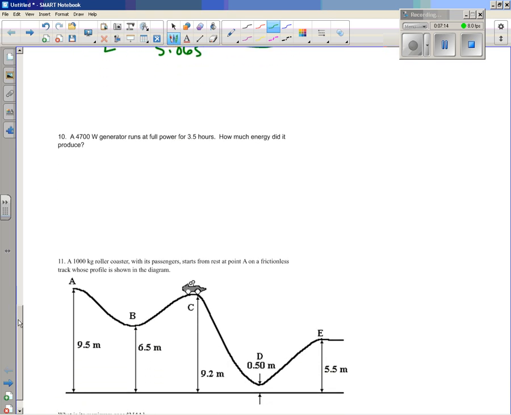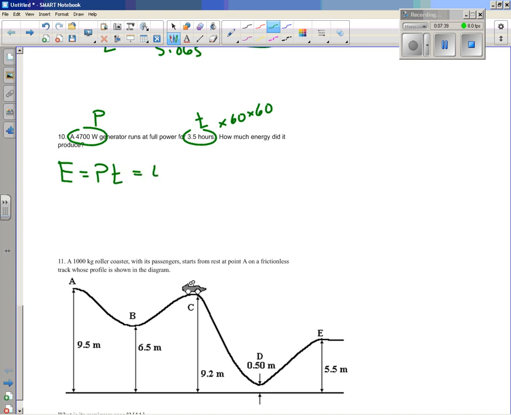Number 10, a 4,700 watt generator runs at full power for 3.5 hours. How much energy? That's the power, that's the time, but it's in hours. I'll need that in seconds. To get it into seconds, you're going to go times 60 twice. Times 60 gives you minutes, times 60 twice gives you seconds.